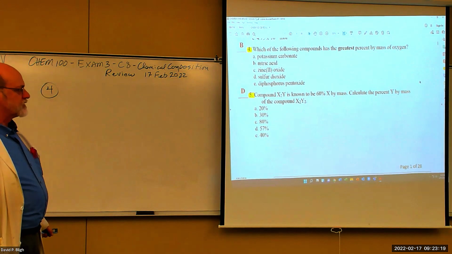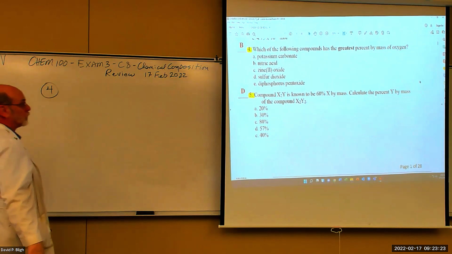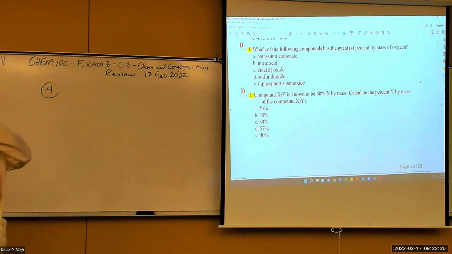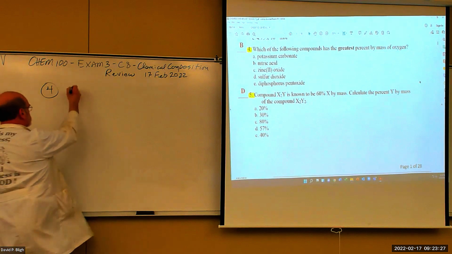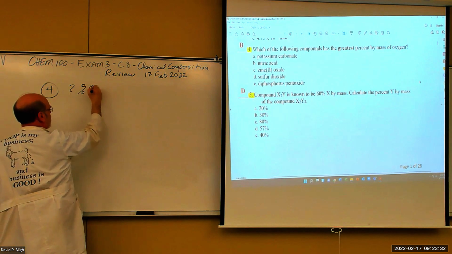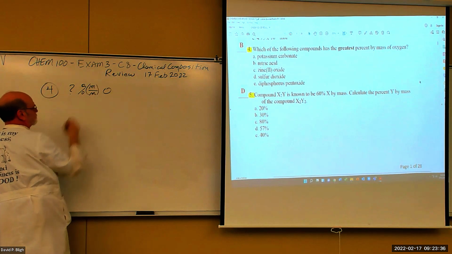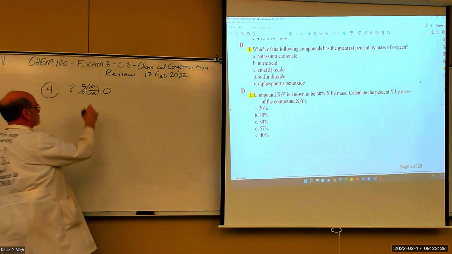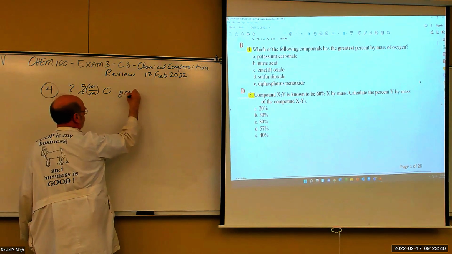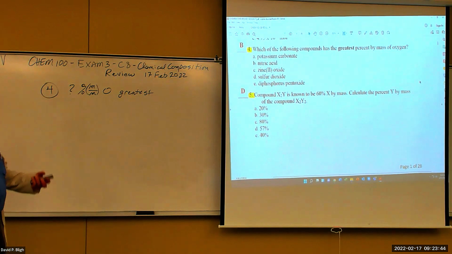Which of the following compounds has the greatest percent by mass of oxygen? Ooh, okay. The question is percent mass for oxygen. The greatest. So how are we going to do this?